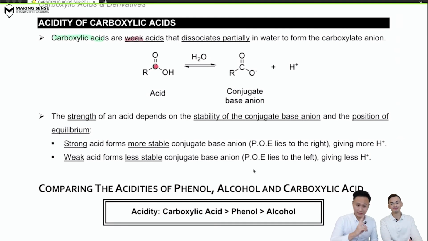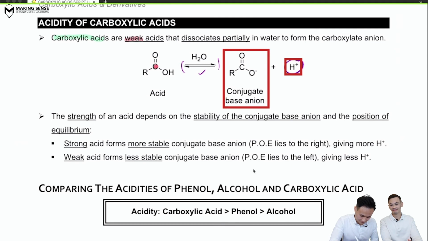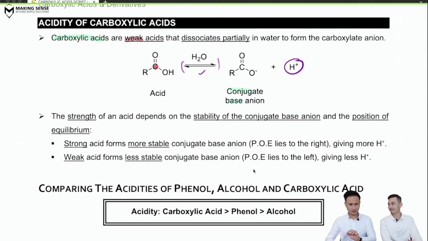Right. So if they're weak acids, guys, they dissociate partially in water, not fully. So don't you dare write a full arrow. You write a reversible arrow, okay? So an acid here, dissociating partially in water to release H+, and the conjugate base. Now, if you guys can remember, a conjugate base and an acid, they differ by a H+, okay? So this is what we call the conjugate base anion.